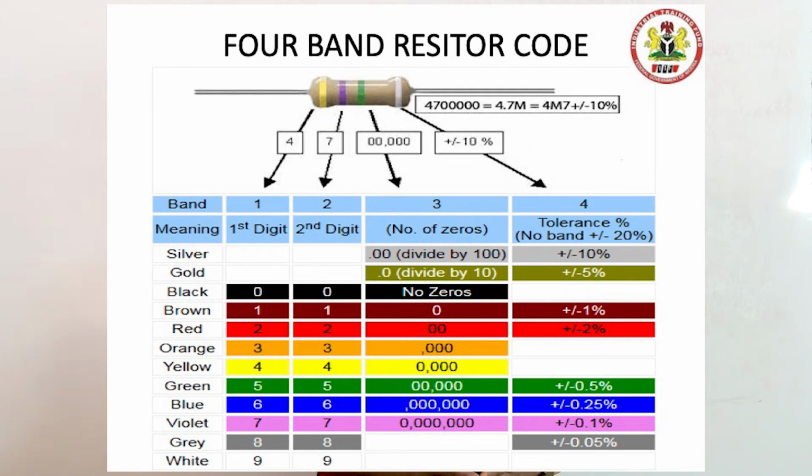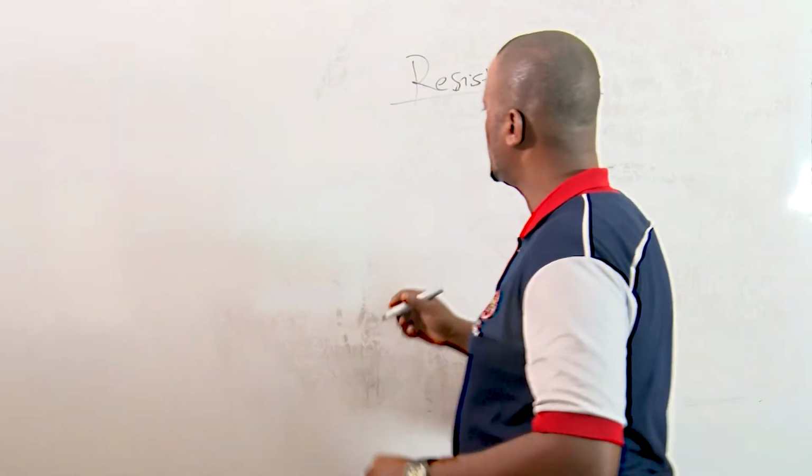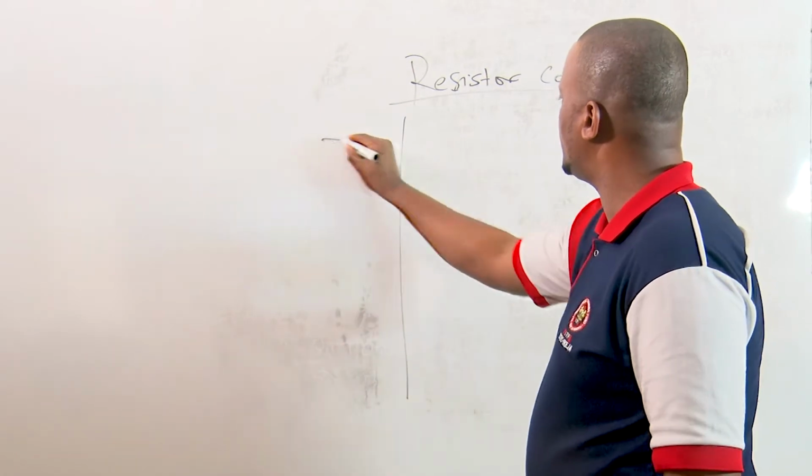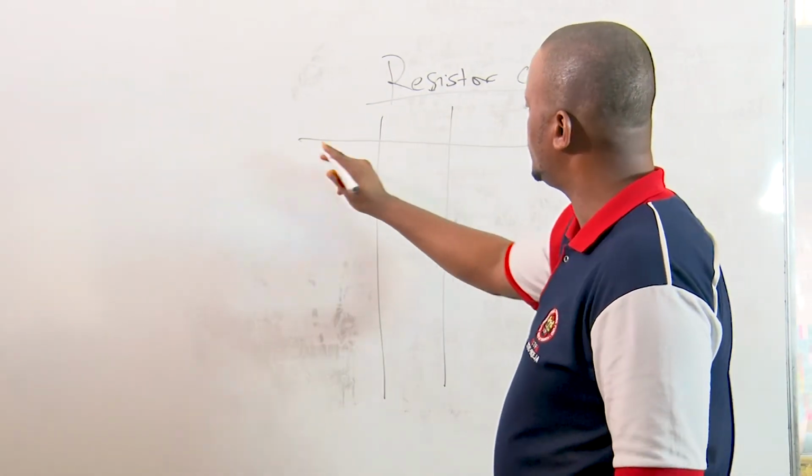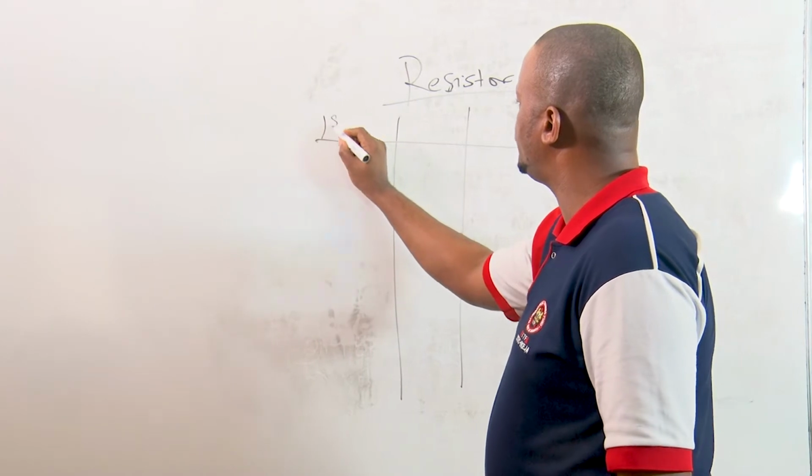So you can see there are different colors ranging from black to white. In that order, you have to memorize it: black, brown, red, orange, yellow, green, blue, violet or purple, gray, and then white, in that order. Now let us look at the board. So we are going to write that in that order. Okay, let's call this the first band.